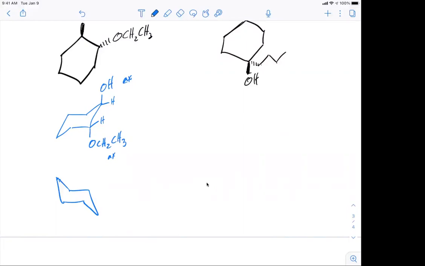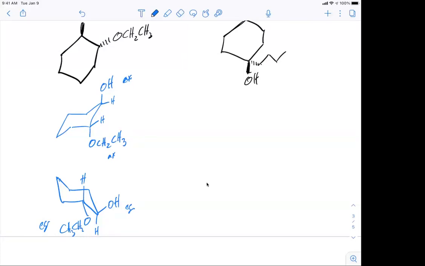And so when we flip this, then again we have the two positions here, and now the hydrogen goes into the axial, and I have my alcohol in the equatorial, and I have my ethoxy in the equatorial.